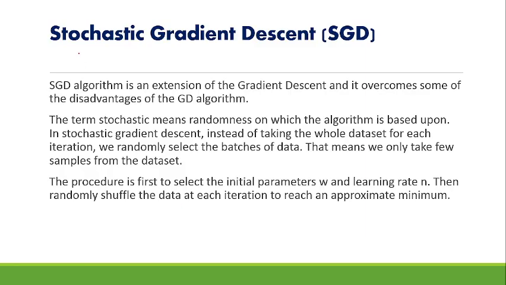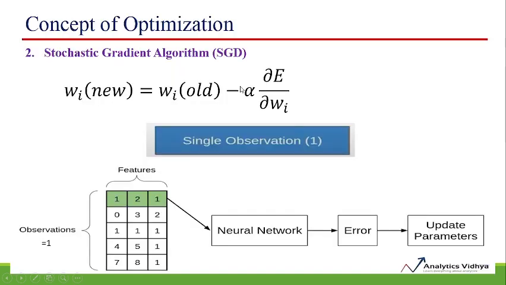Then the next point is stochastic gradient descent. So in stochastic gradient descent, let me explain with this figure. Again, we are considering only these 5 observations.